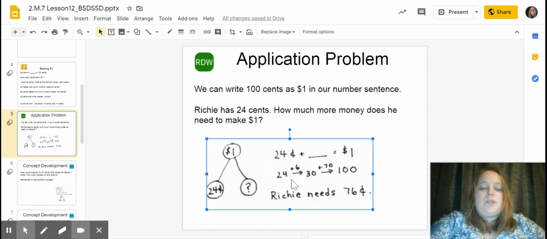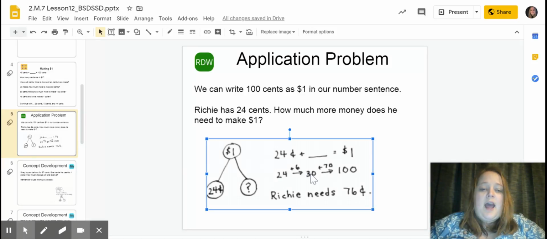Now look how they use the arrow way here. 24 plus 6. Why did they pick 6? Because they're trying to get to a benchmark number or a multiple of 10, a number that ends in 0. 0 is my hero and 0 is my friend. So I started with 24, I added up 6, I got to 30.